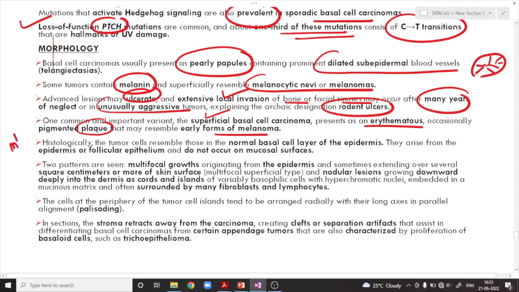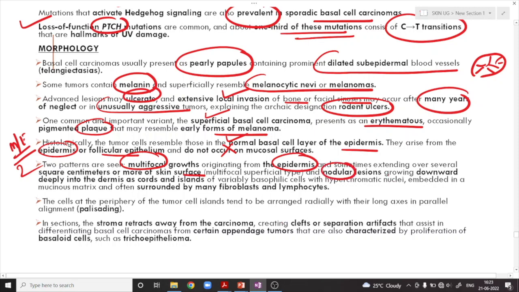Now if you look at the microscopic examination, the tumor resembles the cells of the normal basal layers of the epidermis. They arise from the epidermis or the follicular epithelium, and they do not occur on the mucosal surface. Two important patterns are seen. One is the multifocal growth originating from the epidermis and sometimes extending over several square centimeters or more of the skin surface. So they are the multifocal superficial type. They are not extending deep. Okay, so they are just spreading over the skin surface, which is the superficial type.